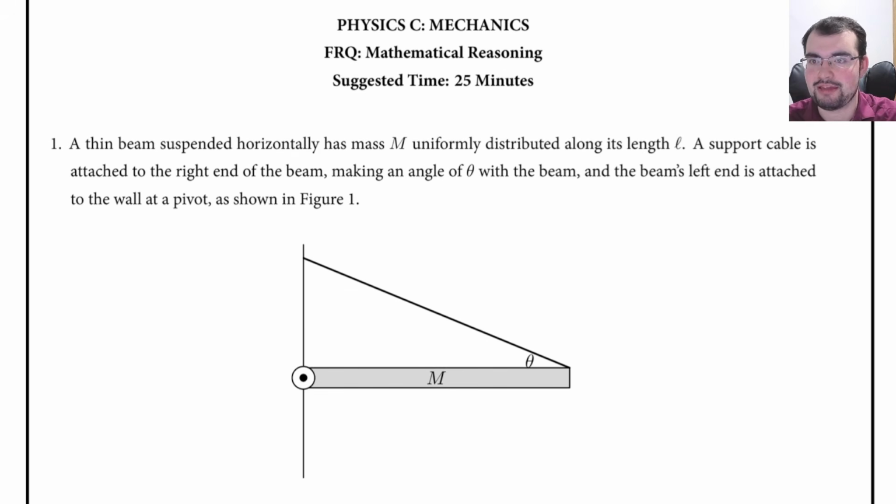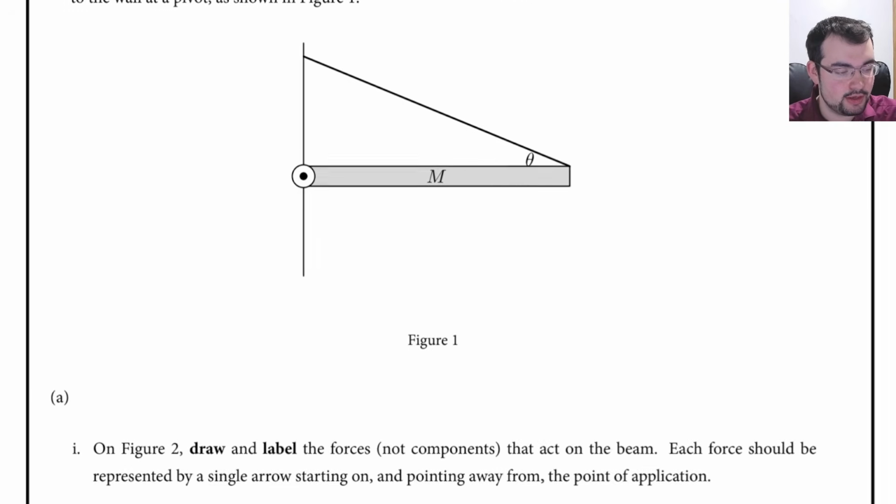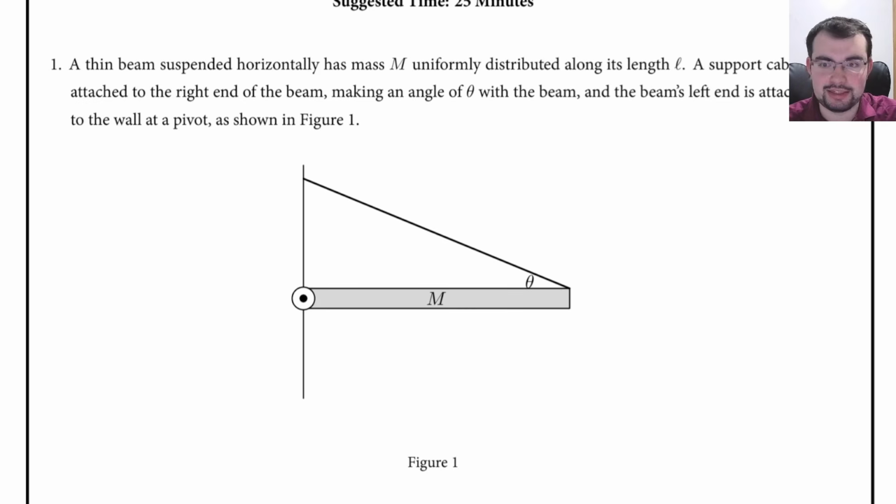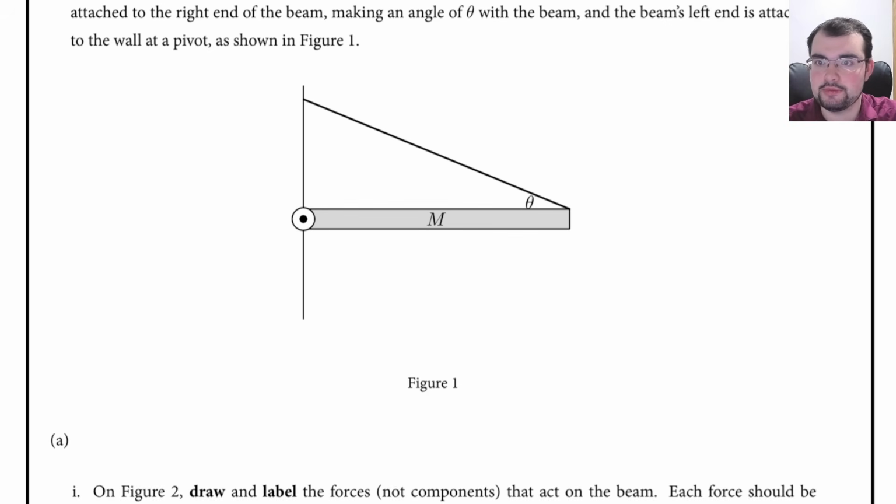So question 1 is mathematical reasoning. This is usually what can be the hardest one because it's mostly symbol math with one picture thrown in there. So we have a classic looking static equilibrium problem where we have a beam attached to a wall and there's also a cable there. We're given the mass of the beam, it's uniformly distributed, and we have an angle theta.